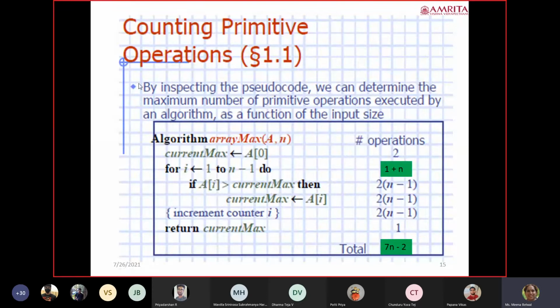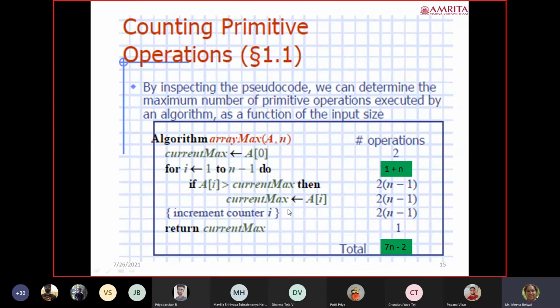Right? So what you are doing is initially you are saying that current max becomes A0, and then you compare the current max starting with A1, A2 till A[n minus 1]. Right? And if you find that A[i] is greater than the current max, then current max becomes A[i]. Simple algorithm for calculating the maximum of an array.